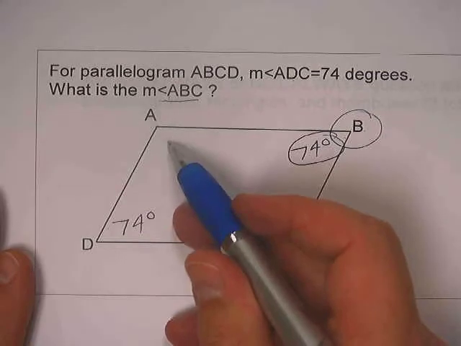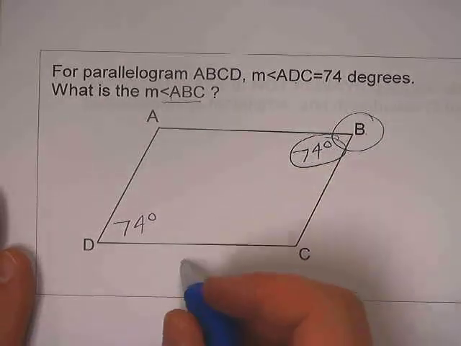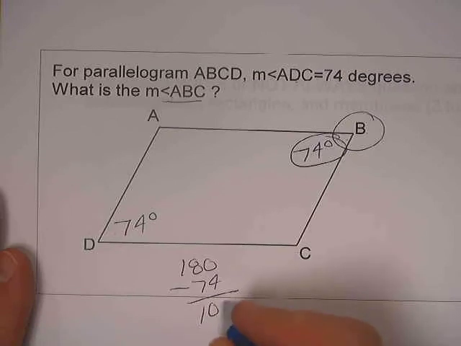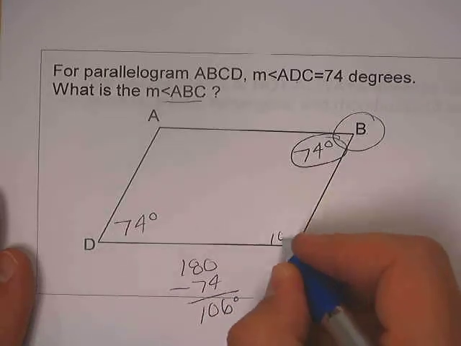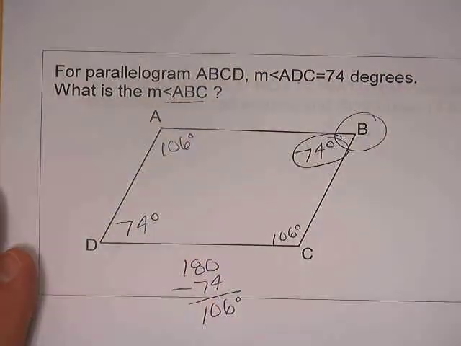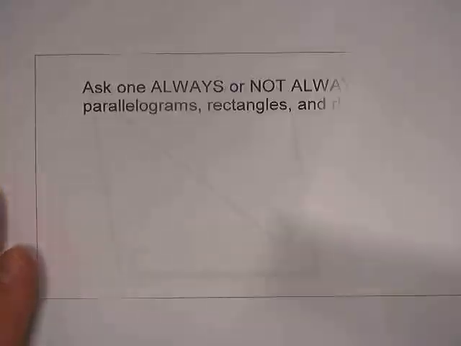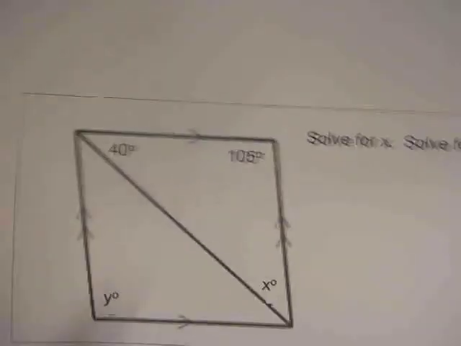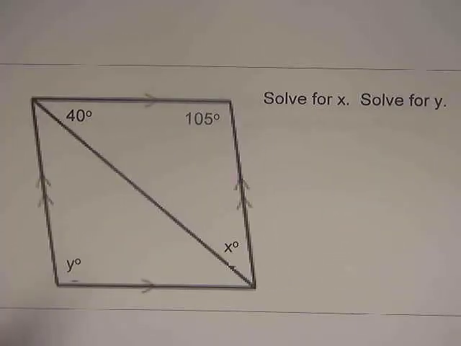Okay. If I wanted to figure out the other angles, I'd have to subtract it from 180. So I'd take 180, subtract 74, gives me 106. So these would have to be 106 degrees. Okay, now I'm going to get to this last.